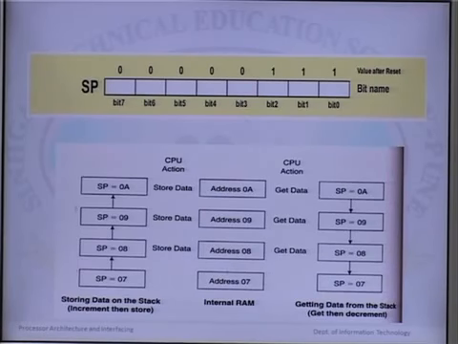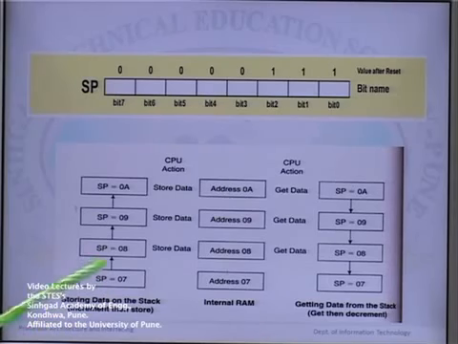Similarly, when data is retrieved from the stack, the byte is read first and then the SP decrements to point to the next available byte of stored data. The stack operation is shown here with a simple diagram. Initially, assume that the content of SP is 07. Now, I want to carry out the store data operation. Whenever I write data on the stack memory, the stack pointer is incremented first and the first byte of data to be stored will get stored at location 08H.